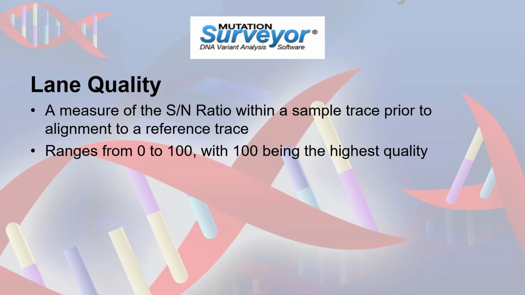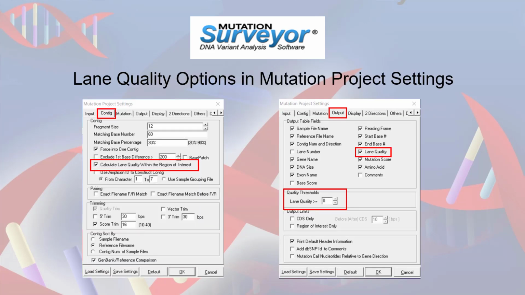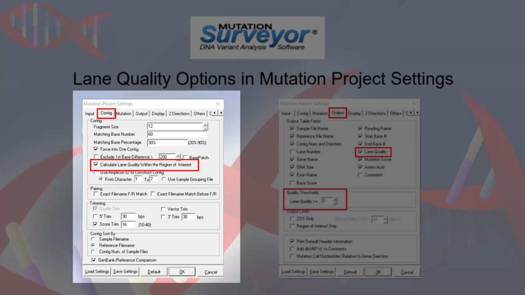The lane quality is also used by the software as the deciding factor when selecting between multiple available reference trace files. Let's take a look at the mutation project settings available for the lane quality. Located on the Config tab of the Settings dialog is the Calculate Lane Quality within the Region of Interest setting. Select this setting to have Mutation Surveyor calculate the score relative to the ROI designated in the GenBank file rather than to the entire trace.